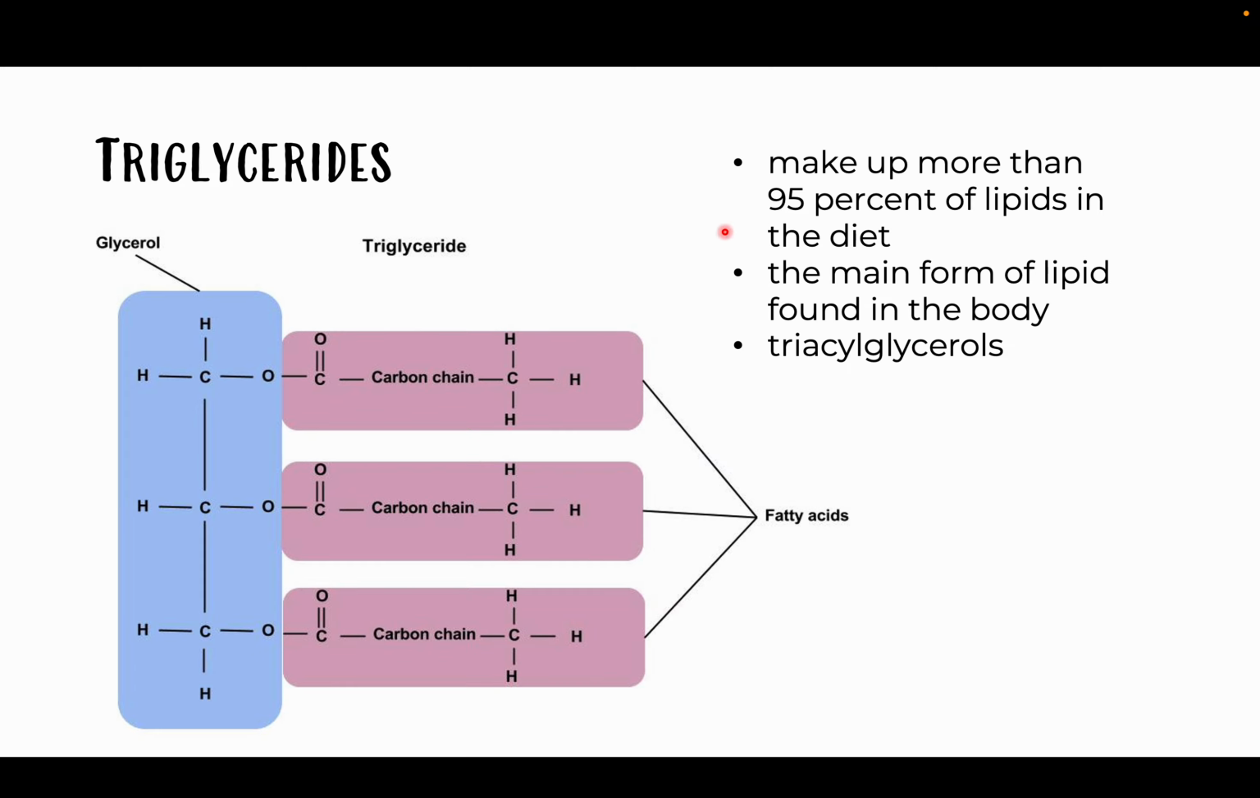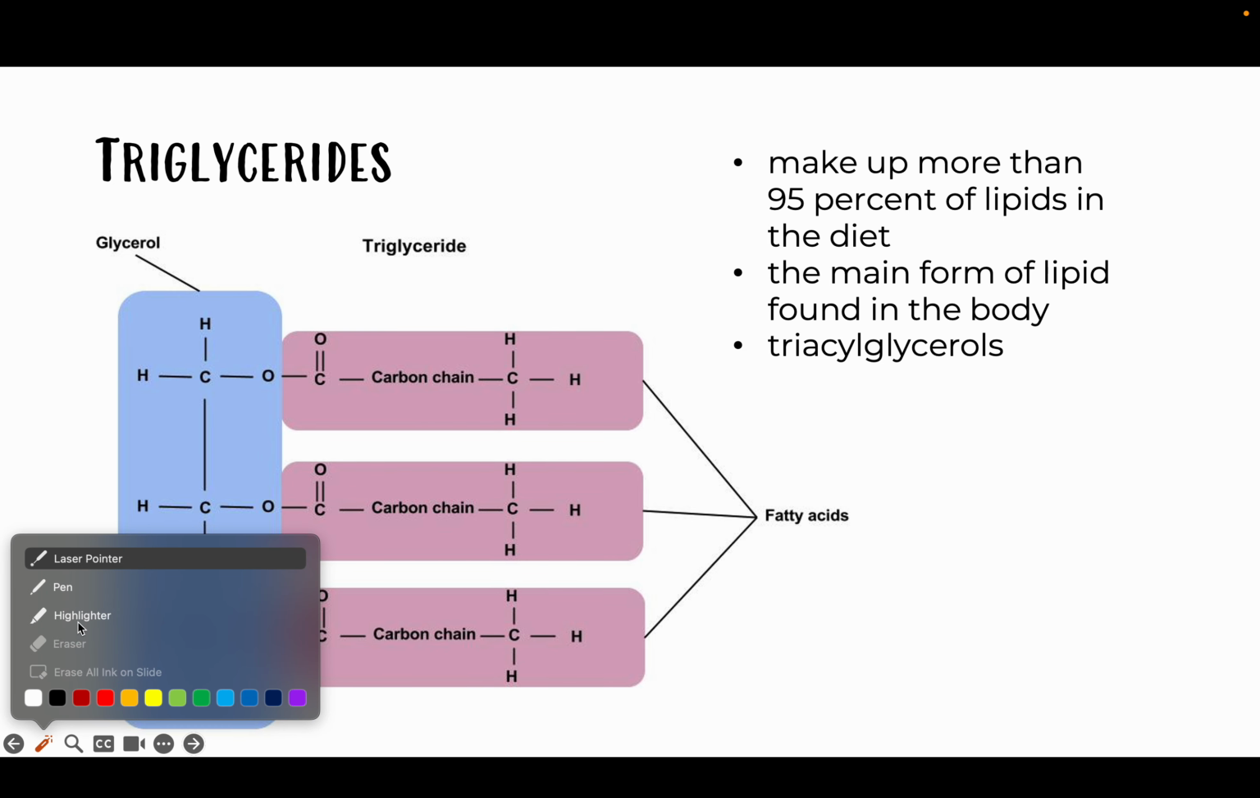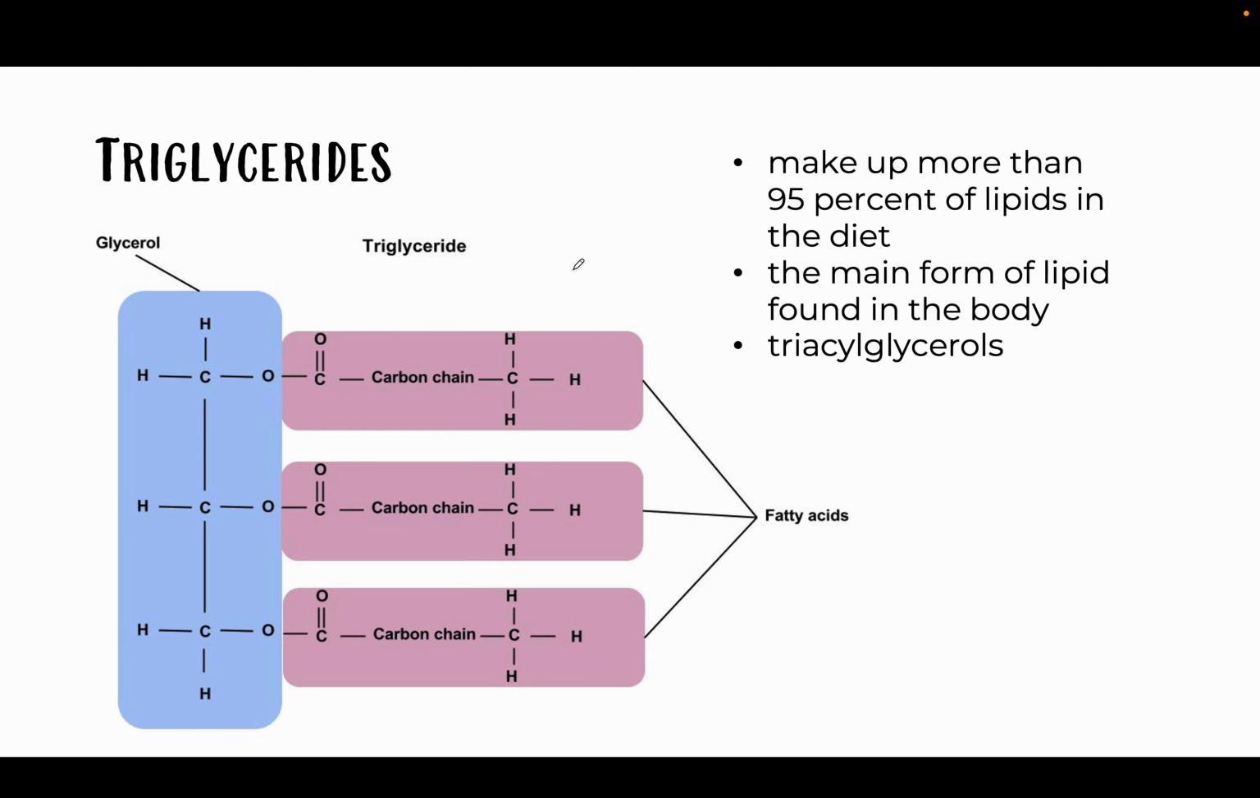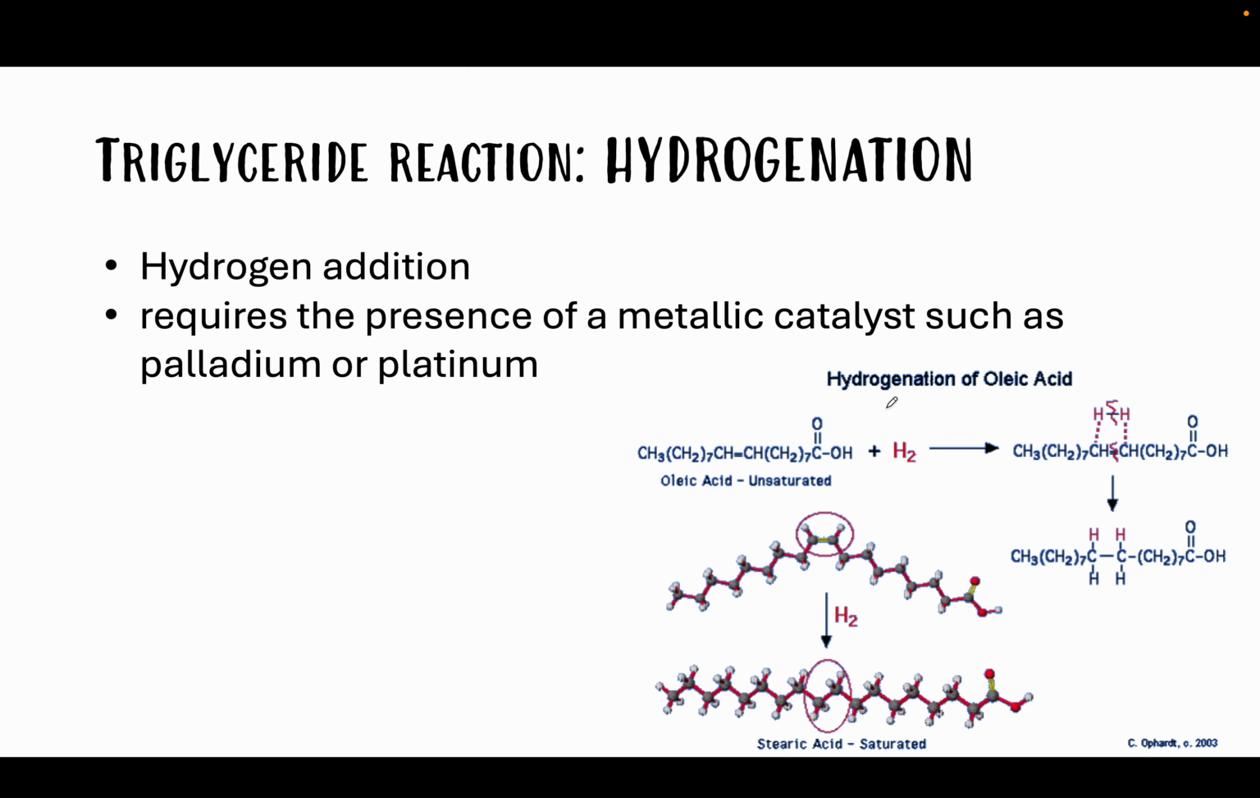Now, triglycerides make up more than 95% of lipids in the diet, and it is the main form of lipid found in the body. Recalling, we know that fats and oils belong to this category. Since glyceride is acylglycerol, if you have 3, that's why you have triacylglycerol.